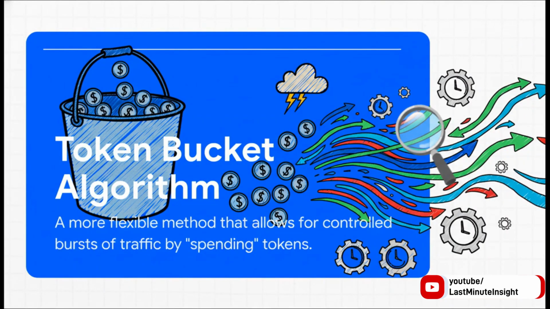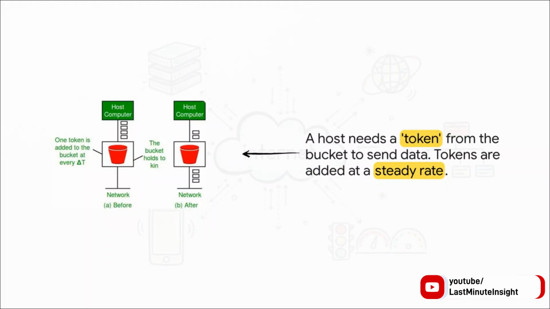But what if you need more flexibility? What if rigid just won't cut it? Well, that's where a much more adaptable system comes into play, the token bucket algorithm. Now, with this method, instead of managing the data packets themselves, the algorithm manages tokens. You can think of them as permission slips for sending data. These tokens are added to the bucket at a steady rate, and to send anything, a computer has to grab a token and spend it.